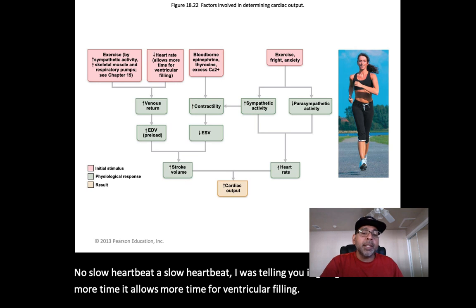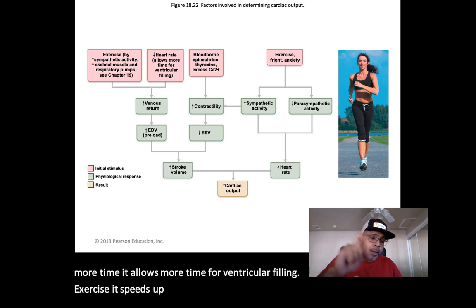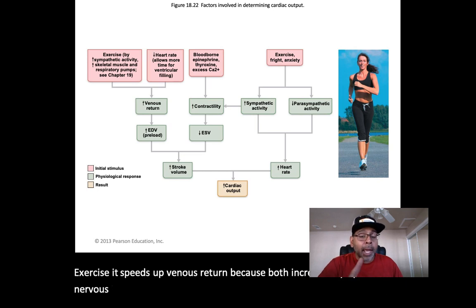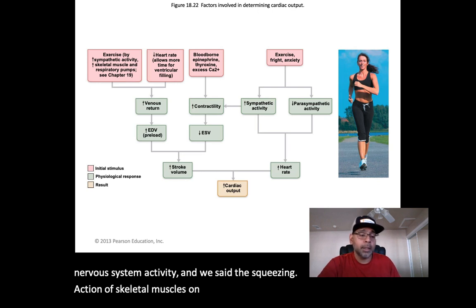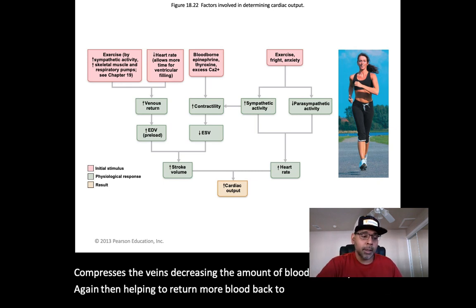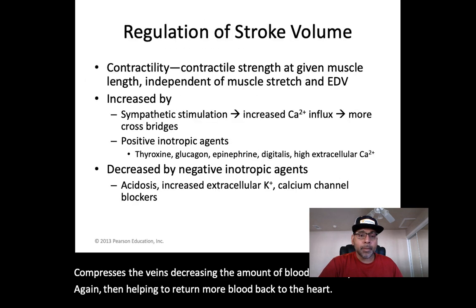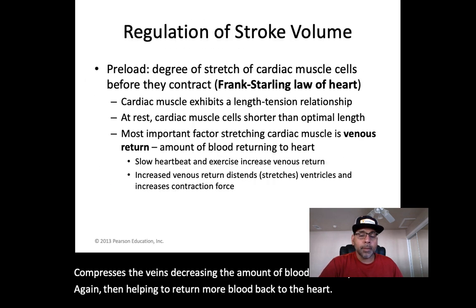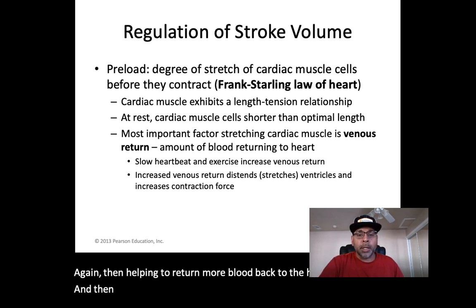Exercise speeds up venous return because of both increased sympathetic nervous system activity and the squeezing action of skeletal muscles on the veins, which compresses the veins, decreasing the amount of blood they contain and helping to return more blood back to the heart. Increased venous return then distends or stretches the ventricles and increases contraction force.